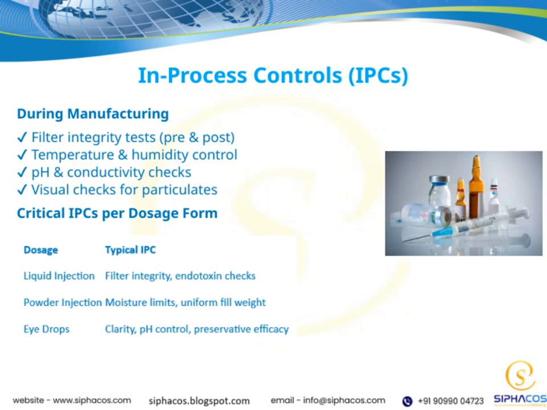of the product. We also check pH and conductivity regularly, which helps us verify that the chemical properties stay within the specified ranges. Additionally, visual inspections for particulates are crucial to detect any visible contaminants or debris that could affect product safety. It's important to note that the critical IPCs vary depending on the dosage form. Different products have unique requirements and risks, so these controls are tailored accordingly.